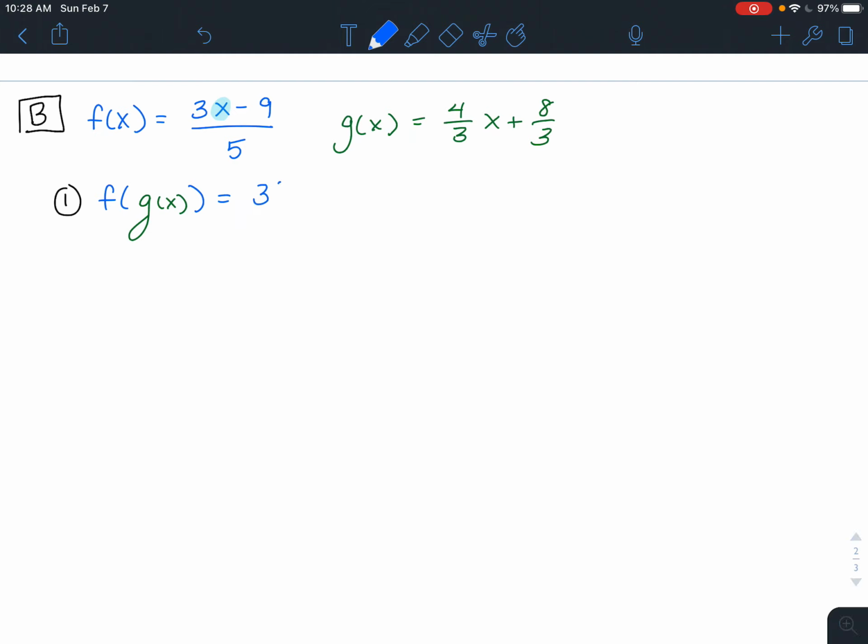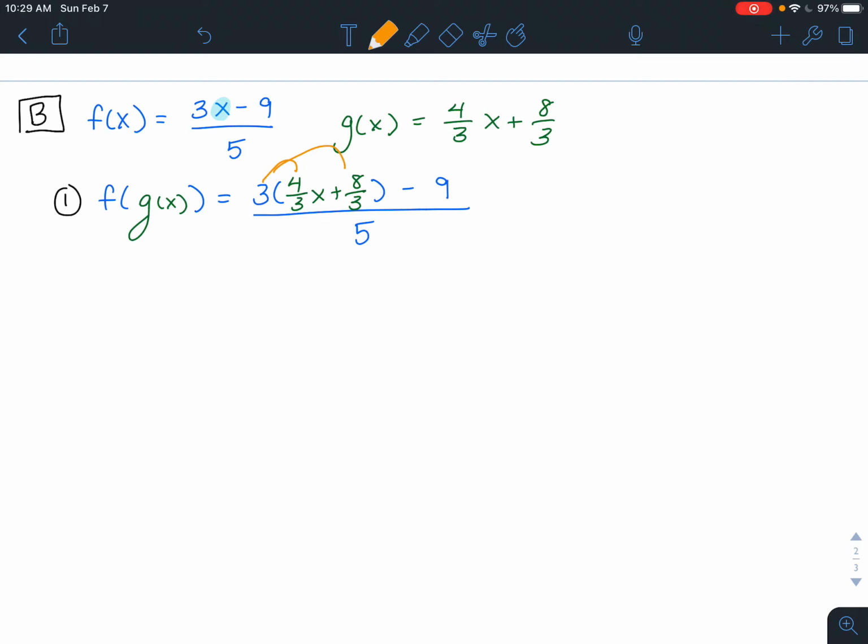So I see an x here in my f function, so I'm just going to go ahead and draw my structure in. So 3 times whatever I plug in minus 9 all over 5. So I'm going to plug in my g function. So I'm going to distribute my 3 through that group.